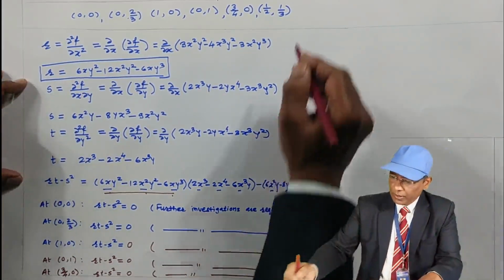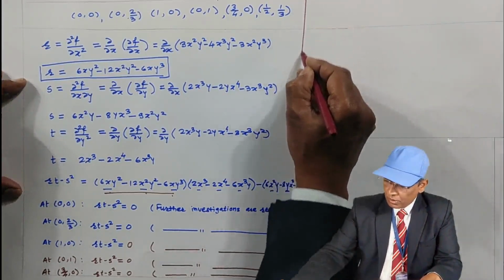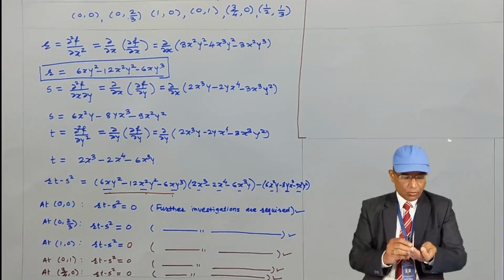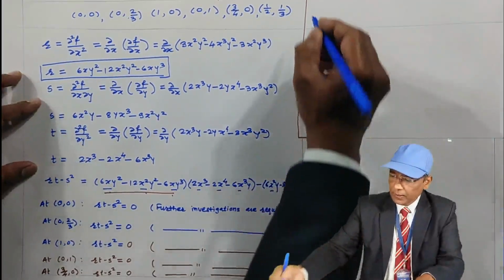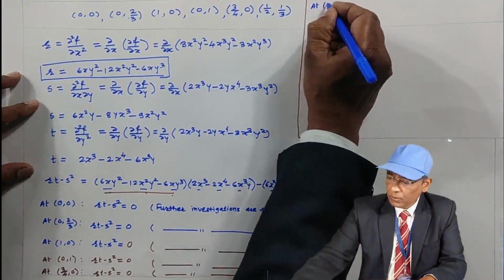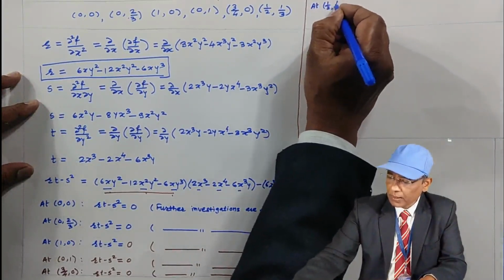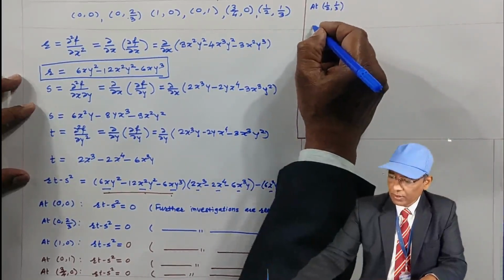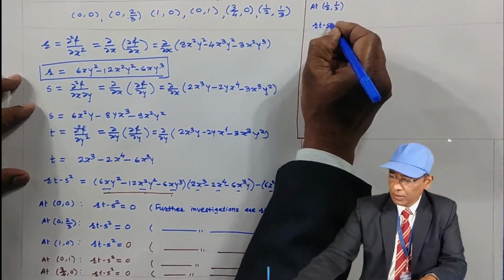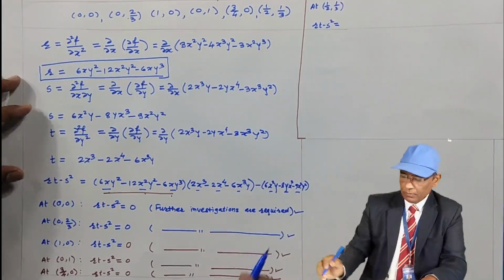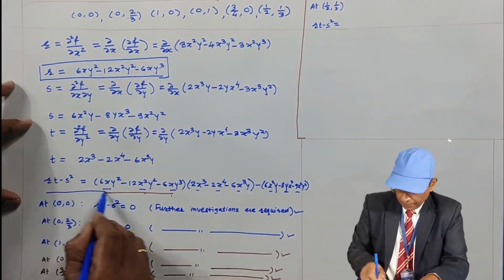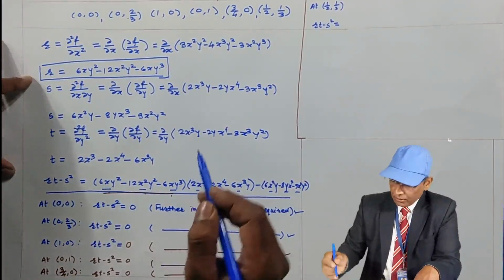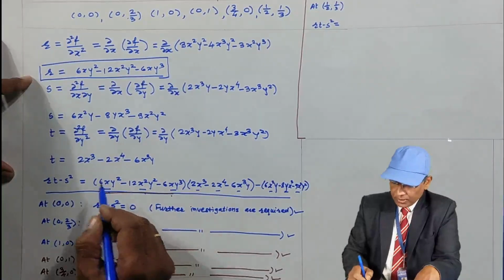Now, the next point. Next point is what? (1/2, 1/3). At this point, (1/2, 1/3), what is RT minus S square? Do it carefully. RT minus S square is this thing. I am not going to repeat the right hand side. I am directly putting the value of x and the value of y. Do it carefully.